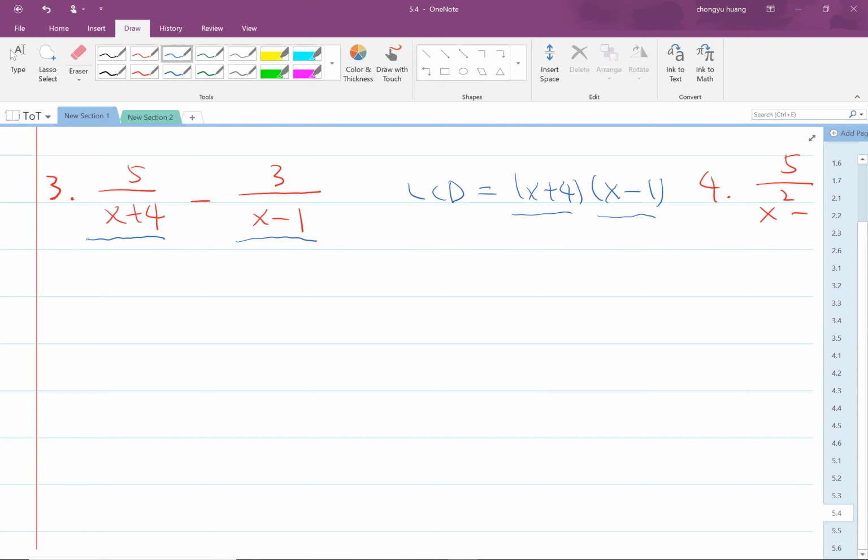Okay. So now we found the least common denominator, right? So now we want to make them have the same denominator, right?